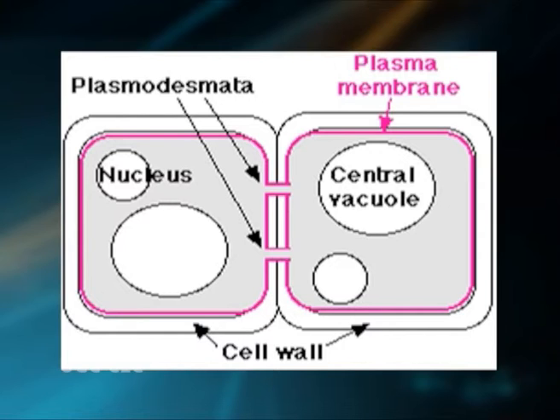Like gap junctions between animal cells, plasmodesmata serve as sites of cell-to-cell communication as substances pass through the annulus surrounding the desmotubule. Let us now summarize what we have learnt in this session.